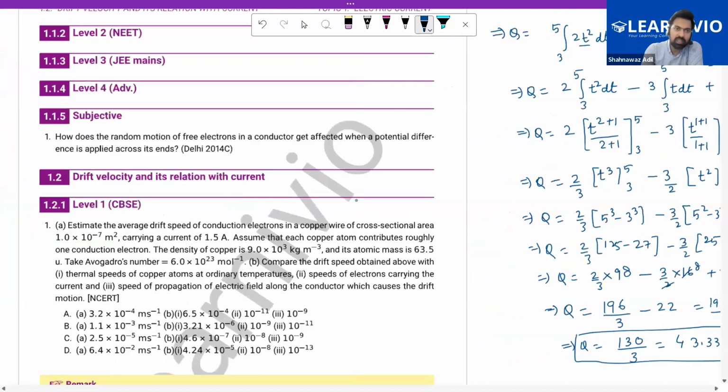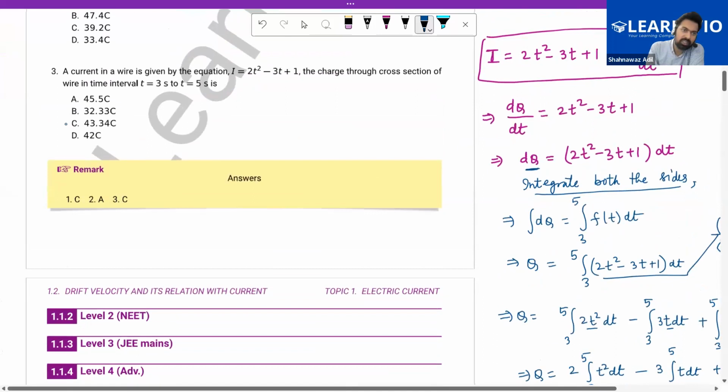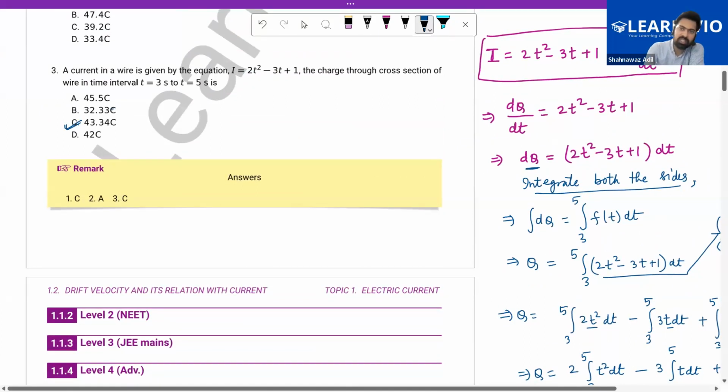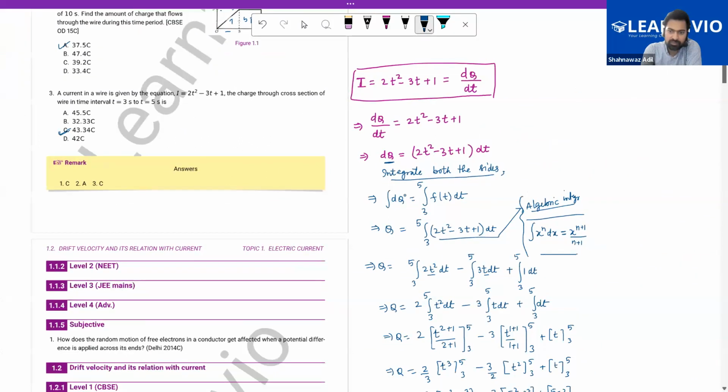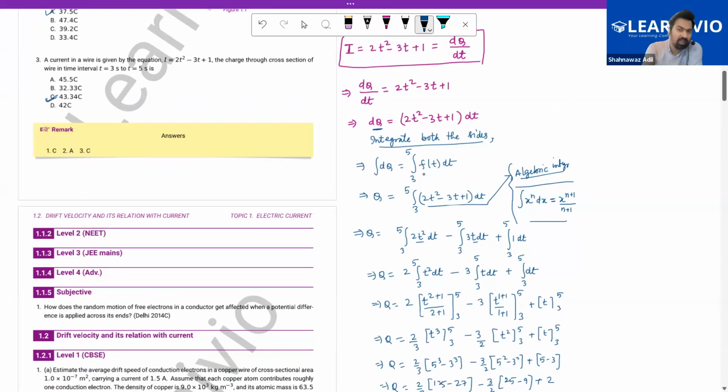Right, so what is the answer? 43.3. This would be the answer. Did you understand this question? Yes. Yeah, please note it down. We have to just use the idea of integration in this question. So please note it down, and then we'll do the next test. Okay, sir.